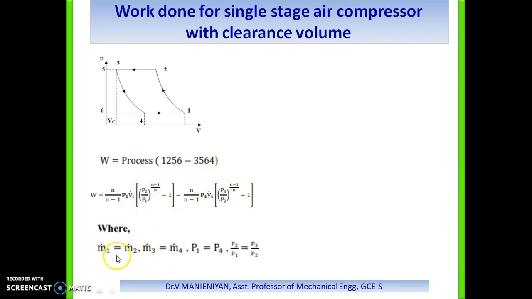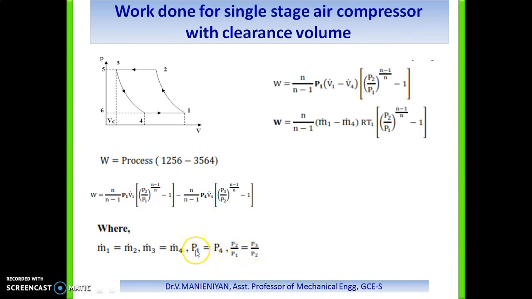So we know that m1 equals m2 and m3 equals m4, and similarly pressure P1 equals P4. Finally we have simplified, with P4 replaced, and it is reduced by simplification to W equals n by n minus 1 times P1 (V1 minus V4), with the pressure relationship mentioned here. So previously you know those values. The PV relationship equals mRT1, so the mR relationship is shown here.